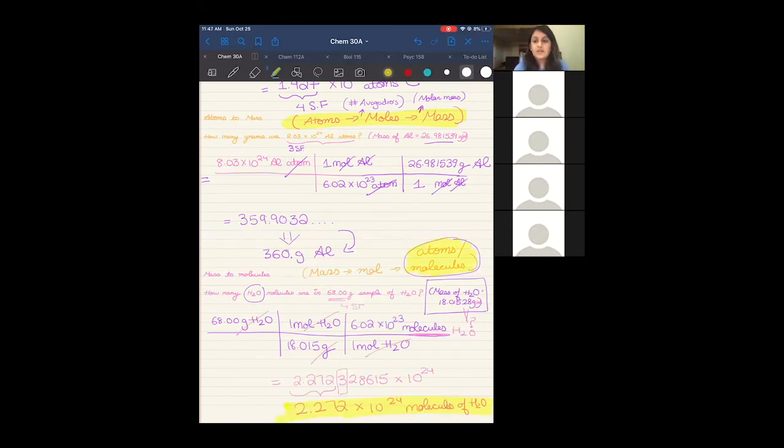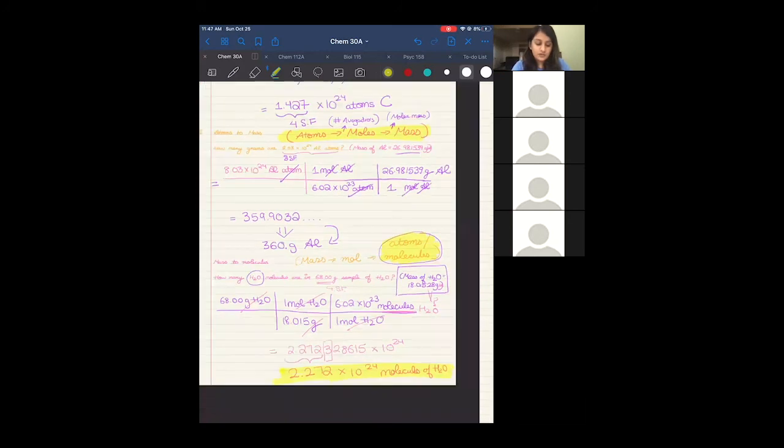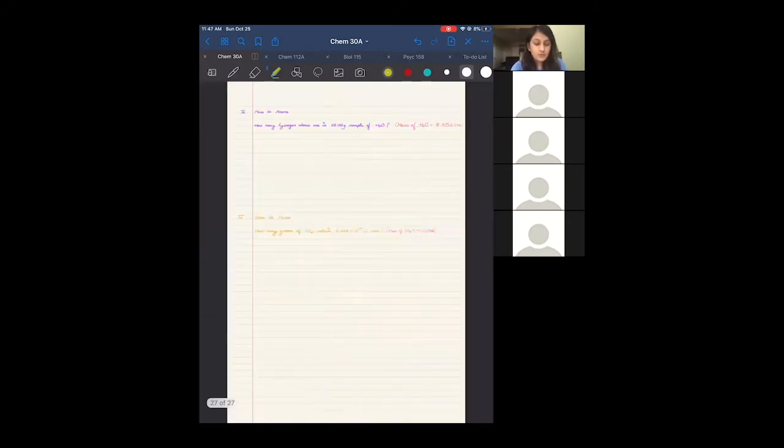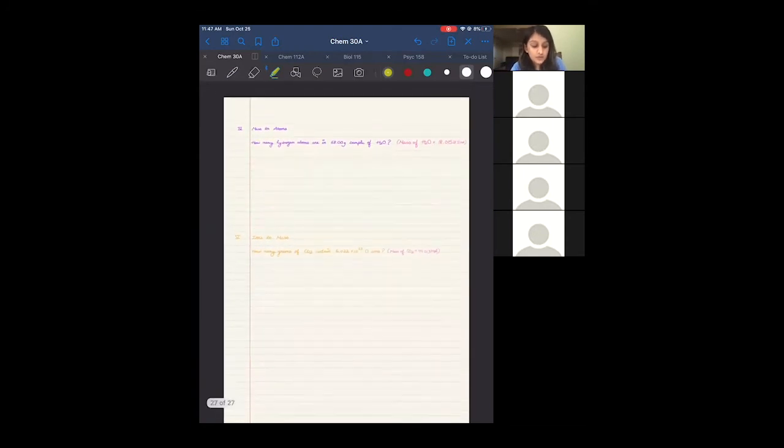Multiple stoichiometry can be one of the hard concepts in organic chemistry, but I believe in us. We will get through it. So now I have 2 more problems before we end the session. Let's see if we are able to go through both of them.